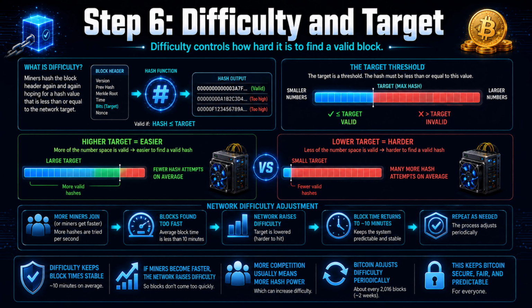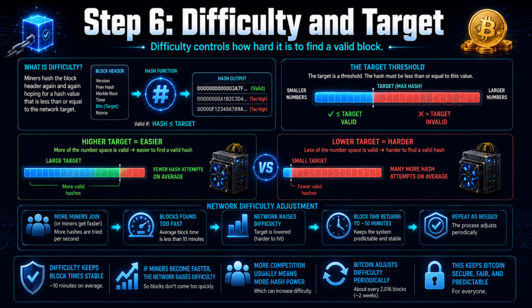Difficulty and target therefore move in opposite directions. When difficulty increases, the target decreases. When difficulty decreases, the target increases. Bitcoin adjusts its mining difficulty every 2016 blocks, which is approximately every 2 weeks. The network examines how long the previous 2016 blocks took to mine.